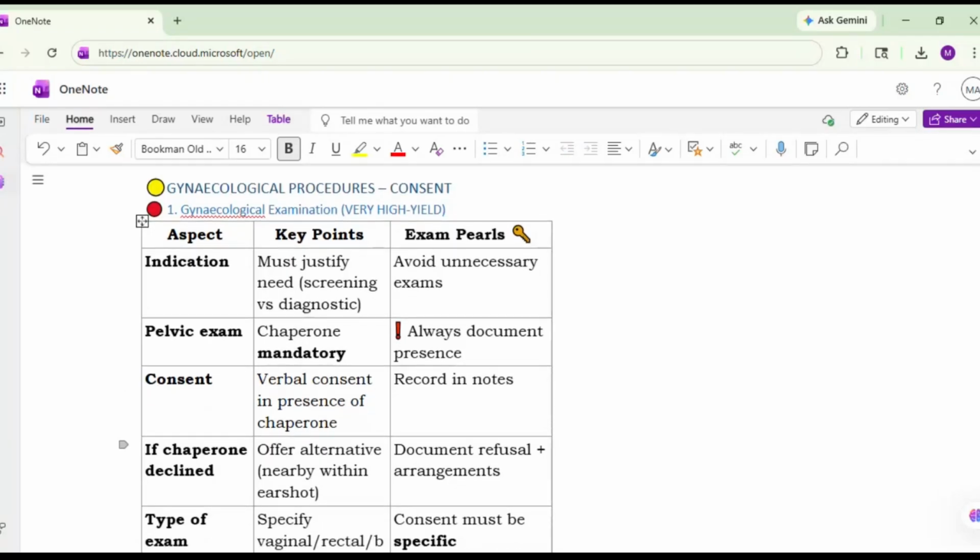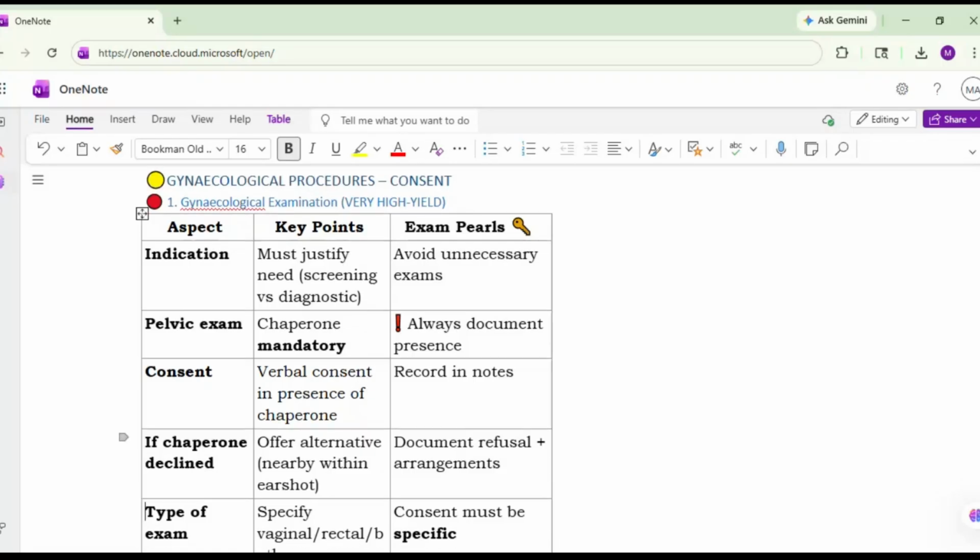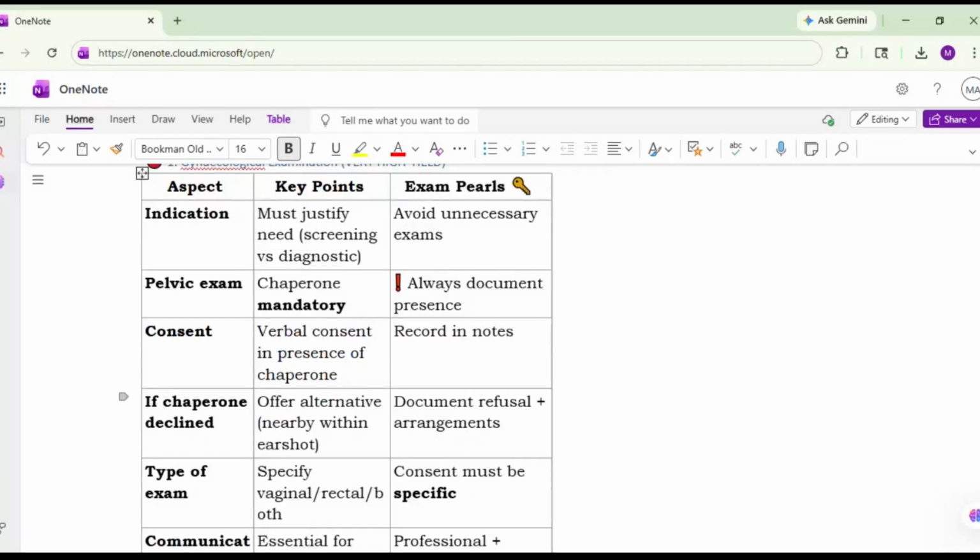Sometimes the patient may decline the chaperone. Then what do we have to do? We have to offer an alternative, that the chaperone will be available nearby within earshot, and document the refusal by the patient and the arrangement which we have made. So the chaperone will not be present there, but will be nearby within earshot.